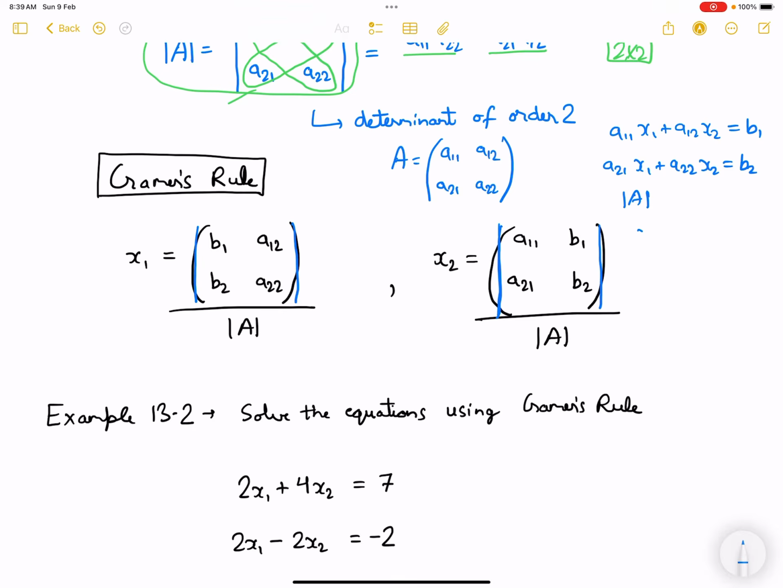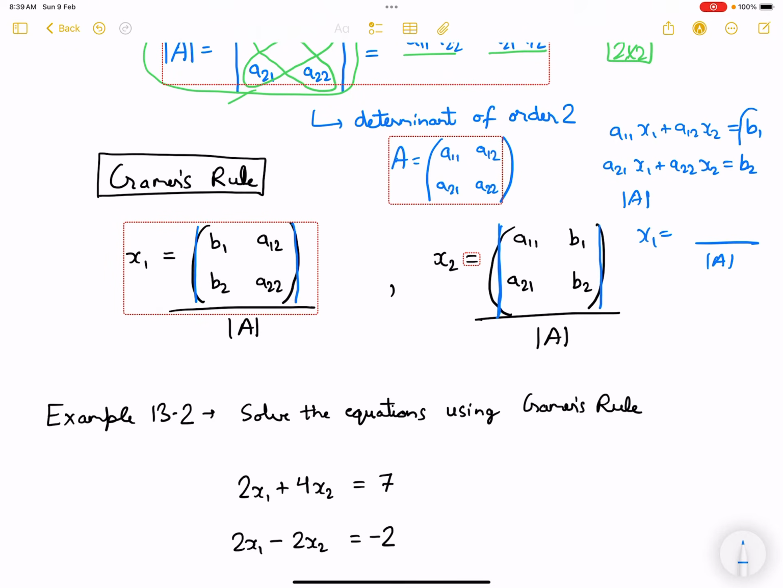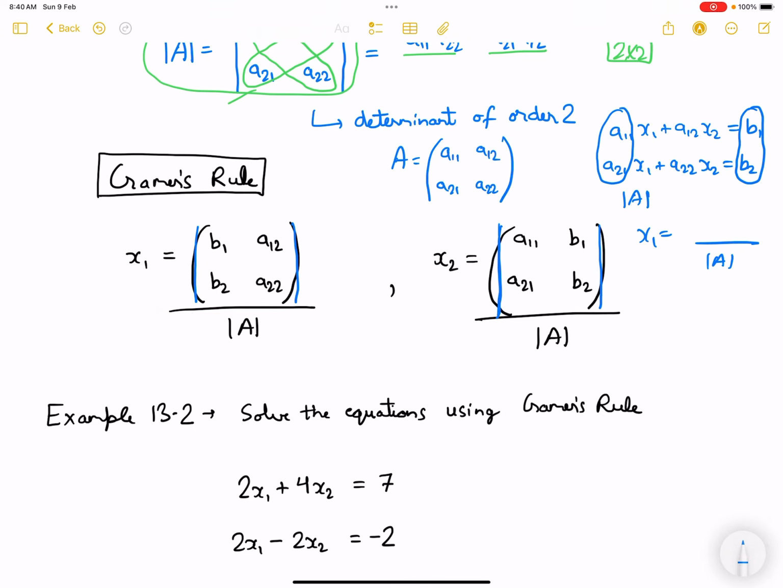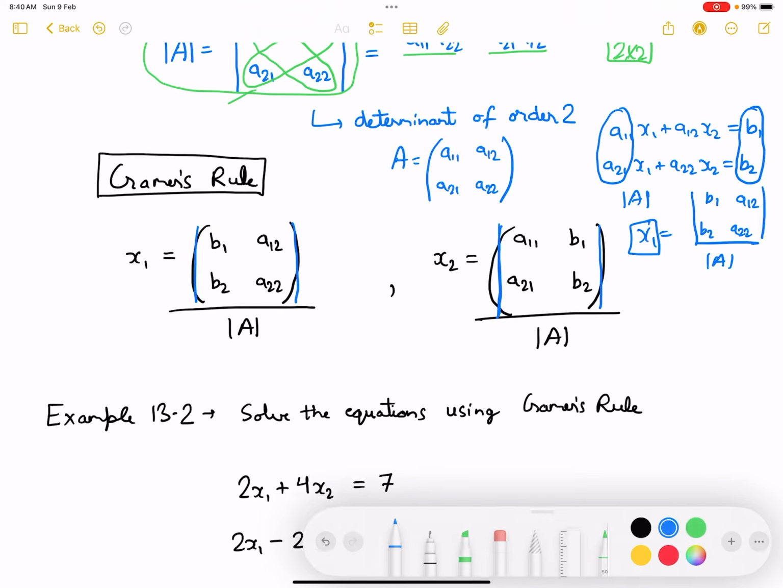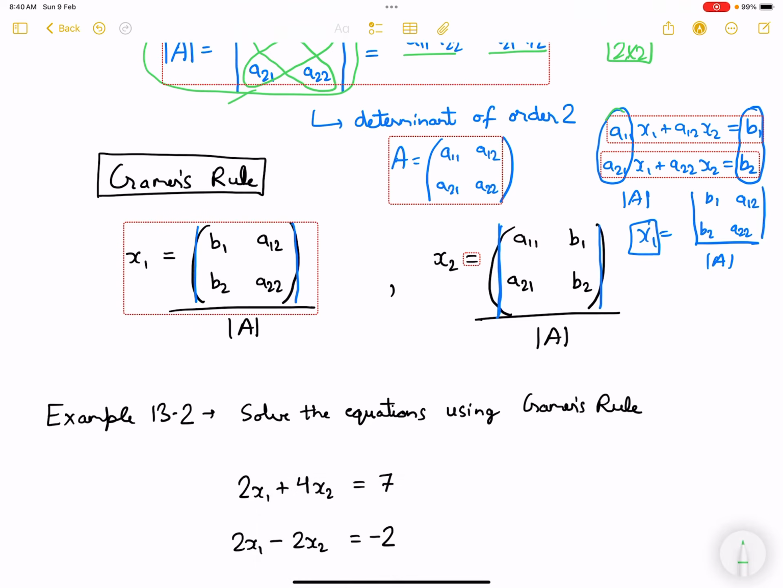And x1 is, so we will replace the column: it is b1, b2, a12, a22, and the determinant of this. So this would be the value of x1. Basically replacing the first column, because we want to find x1, with b1, b2. So we'll get the value of x1.